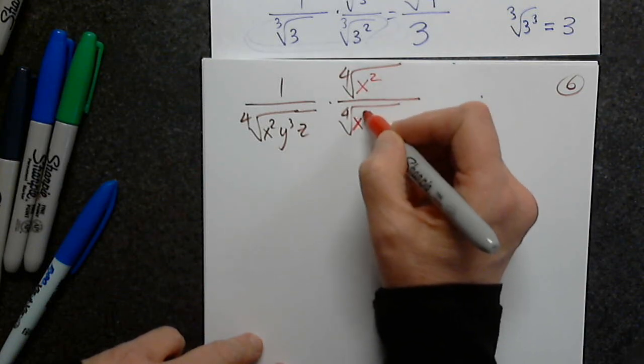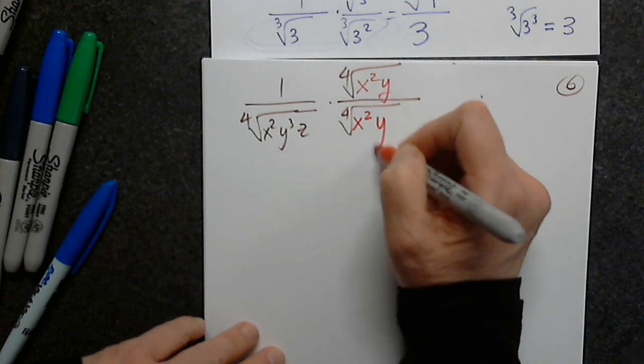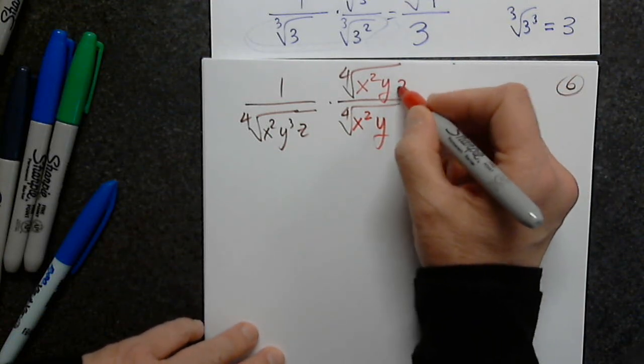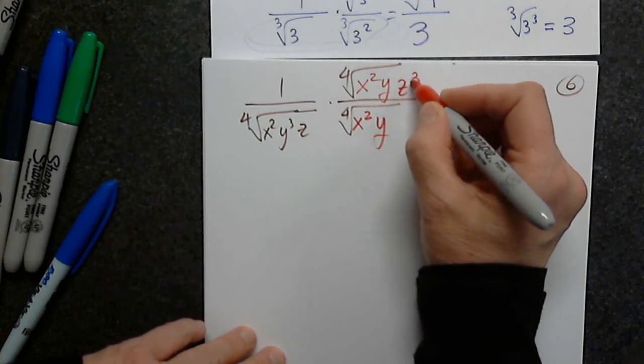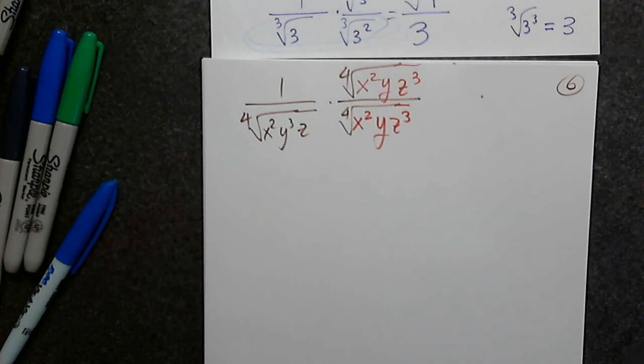Very good. Z to the fourth. Careful. Z to the third. Copy the base and add the exponents. So when I multiply x squared by x squared, I copy the base and add the exponents, and I get 4. When I copy the base x of y, I add the exponents and I get 4. I copy the base for z, add the exponents and I get 4.